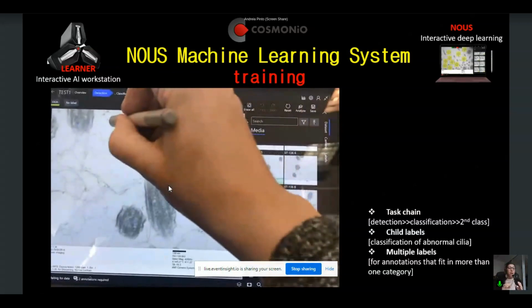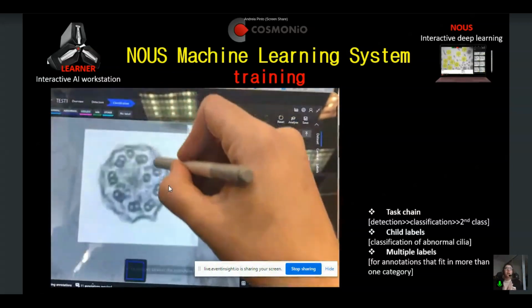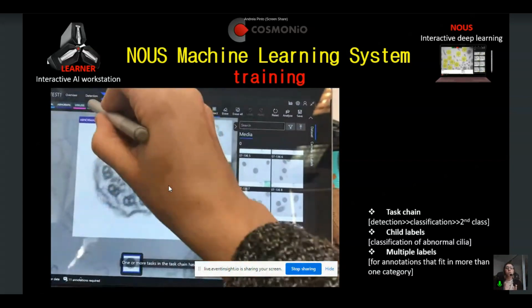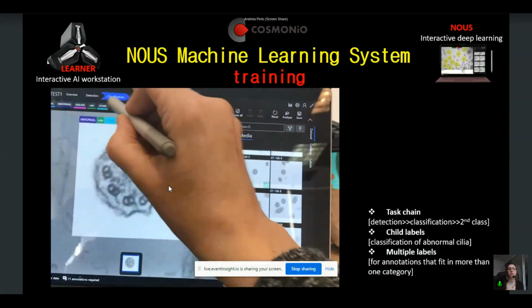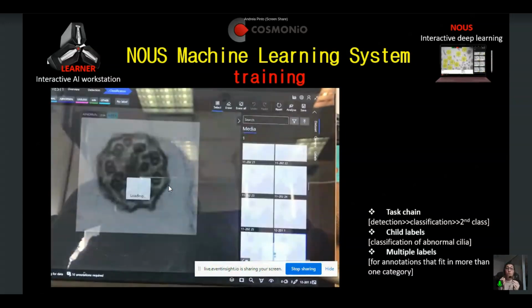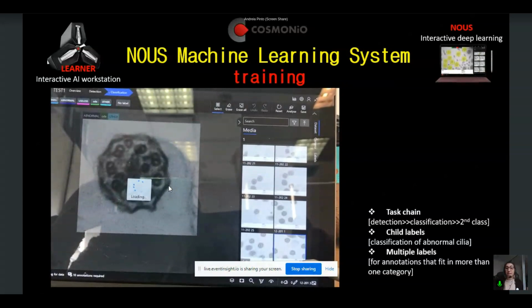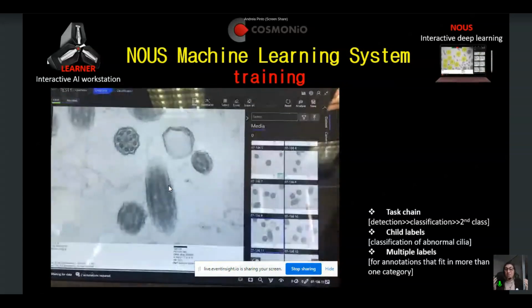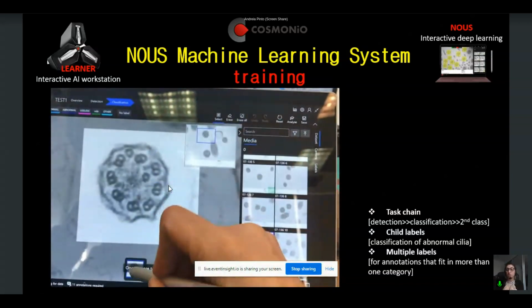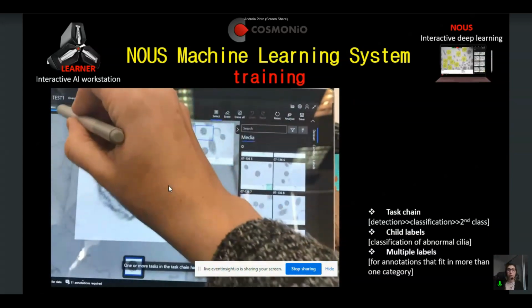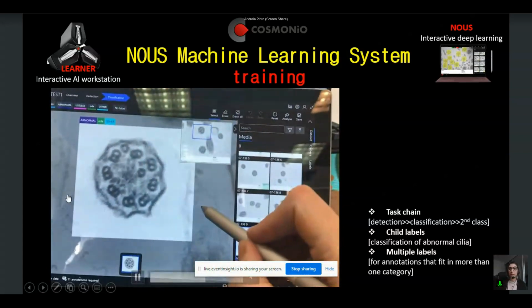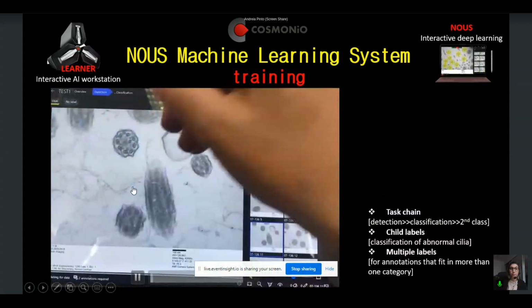So on top of the fact that I can subclassify my abnormal cilia class, I can also give it multiple labels. I don't need to give it only one label. Because to be honest, there are cilia that can have four second classifications, four child labels, and this is really, really good, because this is the way we do it when we are doing the diagnosis ourselves. We just tick boxes, and here we just multi-classify it in multiple labels.